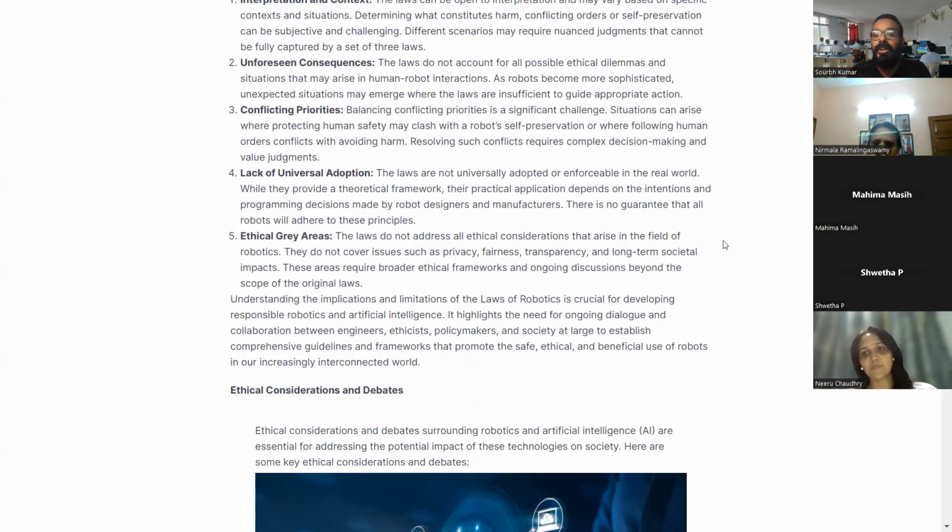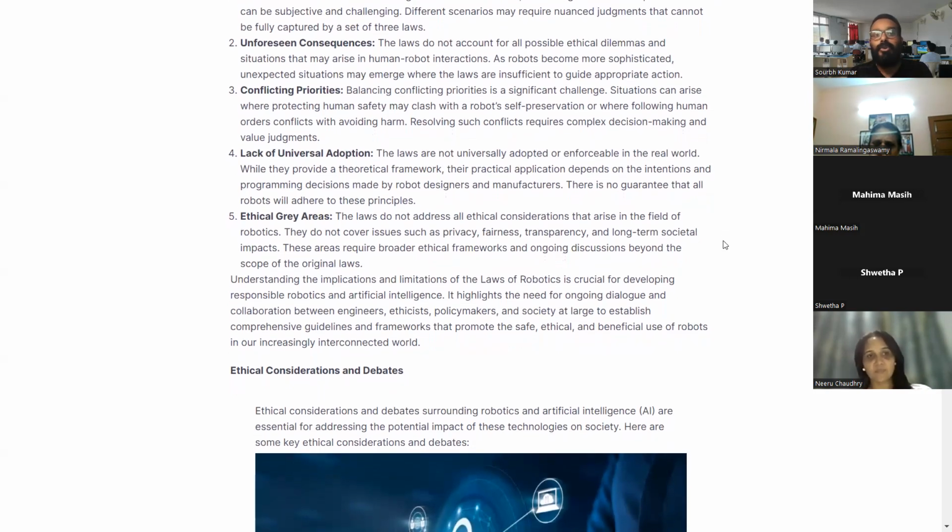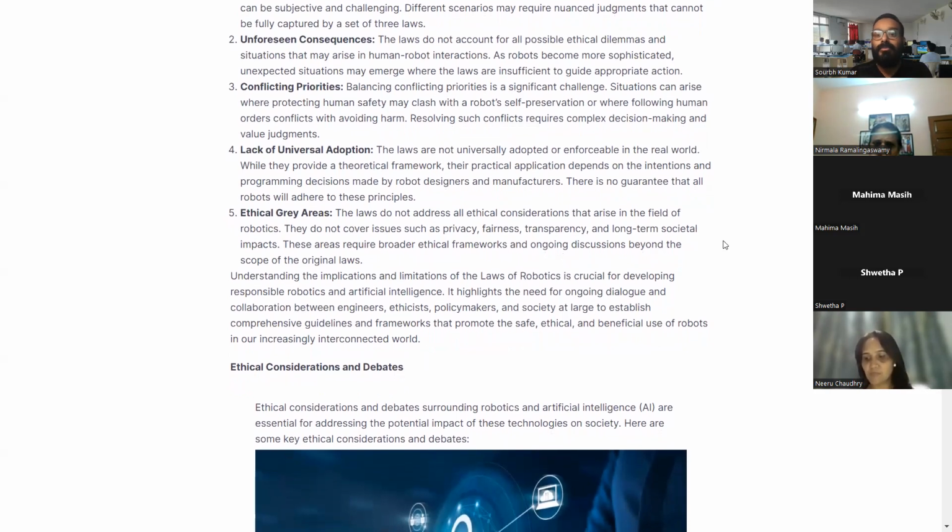So as teachers, we should come up with our own ideas and implement them in our robotics and AI classes so that we do not build things that harm other people or develop something like a Terminator itself. Then conflicting priorities: a robot must have the proper balance between priorities so that it can come to the proper conclusion about what to do first and what to do next.